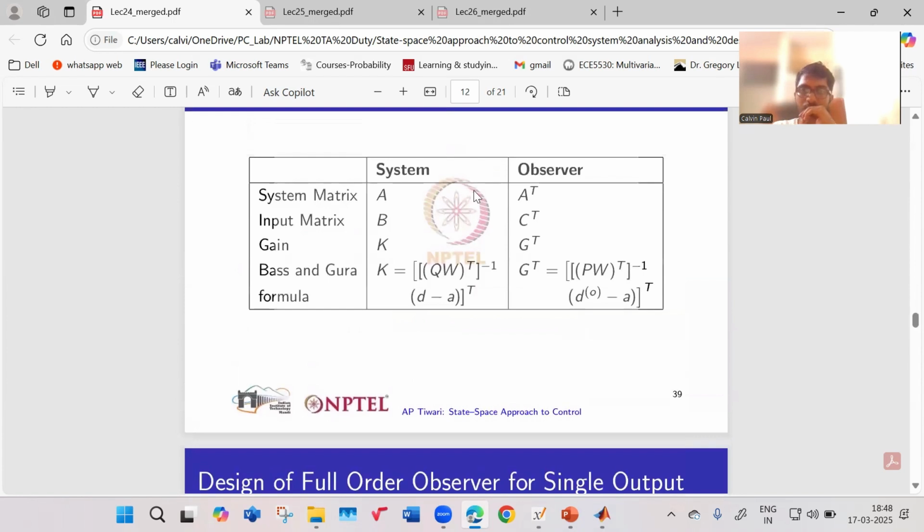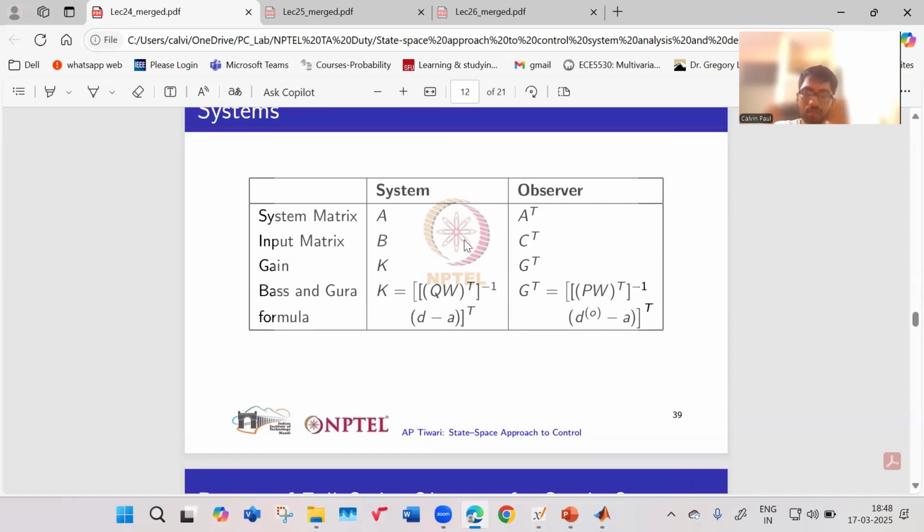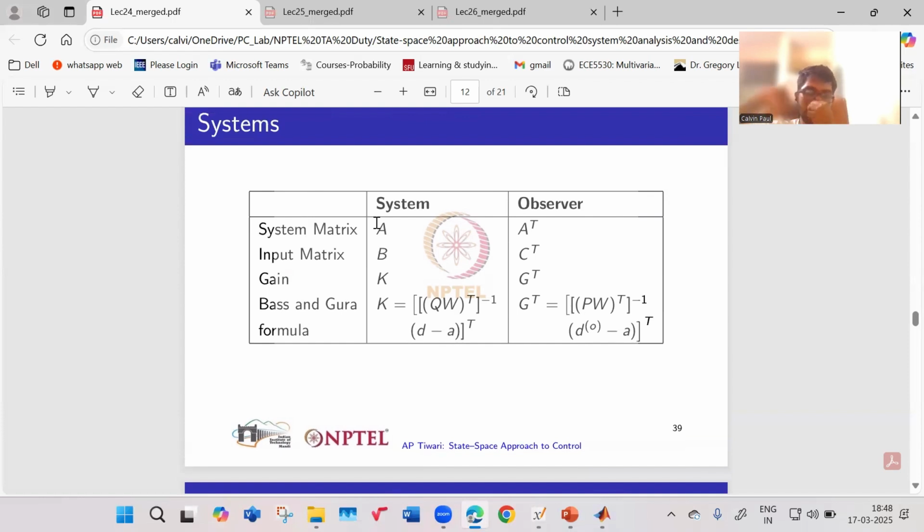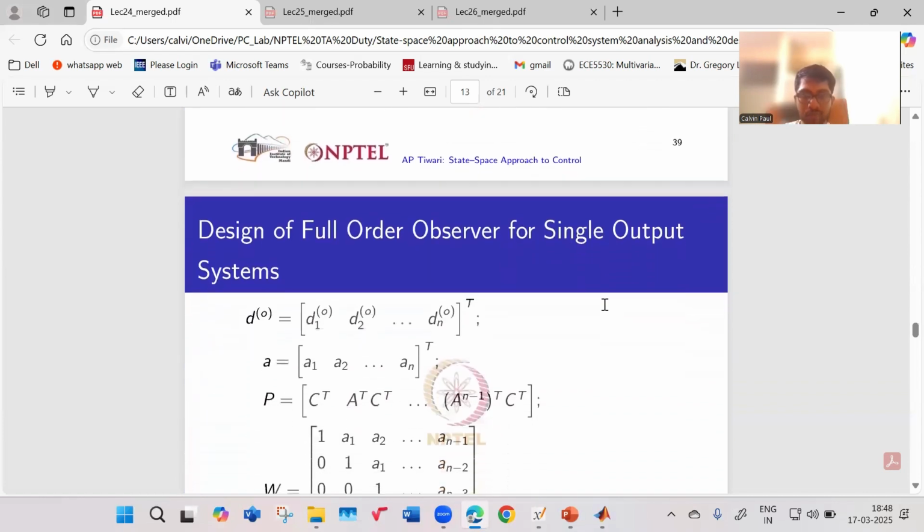For the observer, we need to use A transpose, C transpose, and we get a gain, Z transpose. For the state feedback, we have to use A, B, and we get a gain K. And for the Bass-Gura algorithm, similarly, we'll have to use Q and W, and P and W transpose, and its inverse, and B0 minus A. Okay, this is the Bass-Gura algorithm.